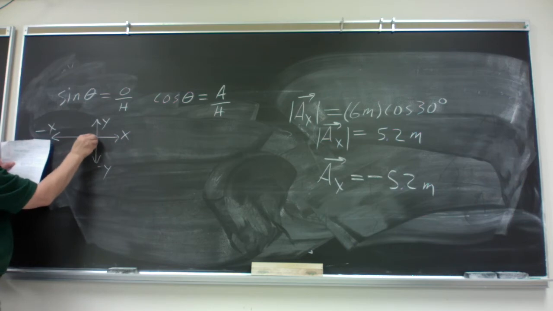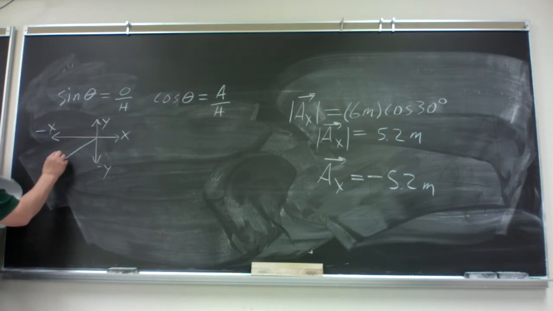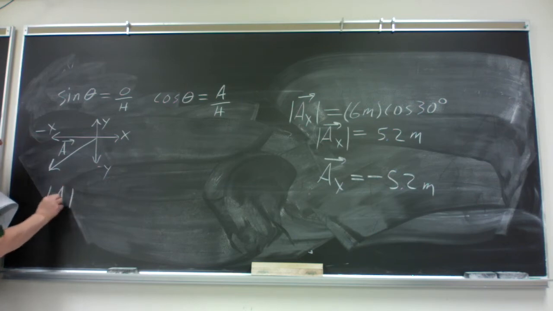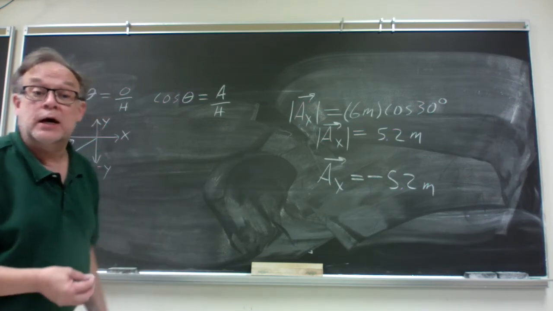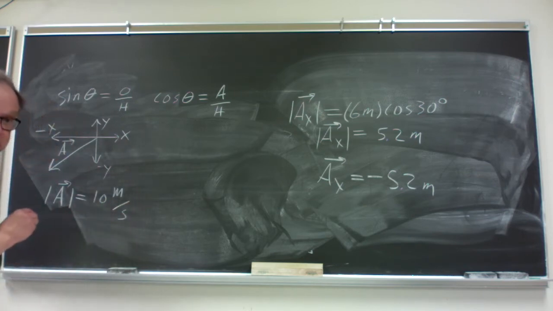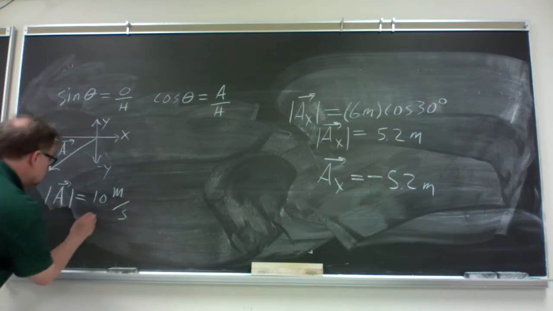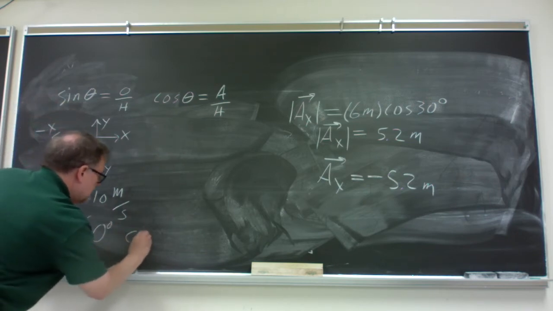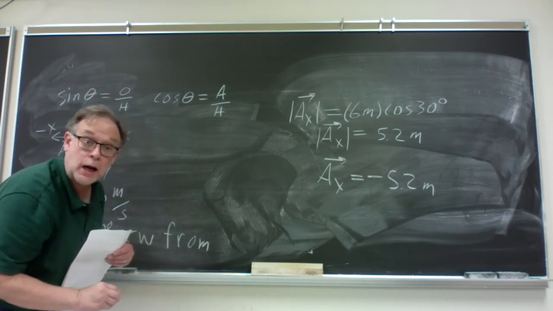Vector looks like this. It's pointing in that direction. And again, we'll call it A. And the magnitude of A, just think of it as a velocity vector this time. The magnitude is 10 meters per second. And let's say this time the direction is specified by this angle, 60 degrees clockwise from the negative y-axis.